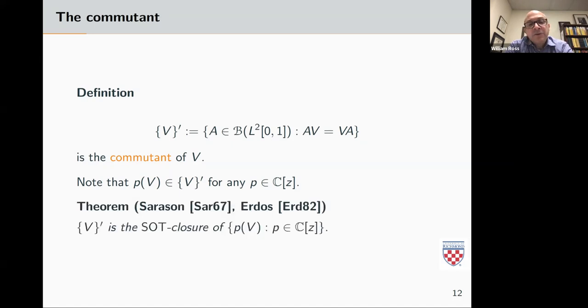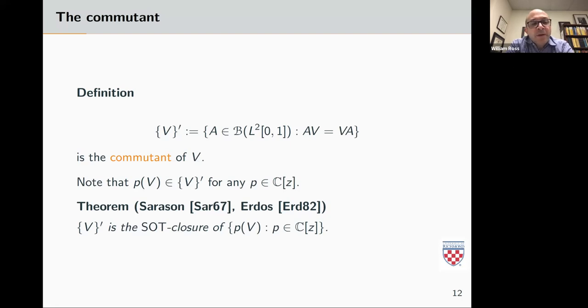All right, and a result of Sarason, this is part of his H-infinity interpolation, which is kind of his operator-valued, his operator interpolation theory. It turns out that the commutant is the strong operator topology closure of P of V, so the set of all these polynomials. I mentioned a result of Erdős, J. Erdős, not Paul Erdős, who gives a sort of a more direct way of showing this. So you don't have to go through the detour of Sarason's operator interpolation paper.